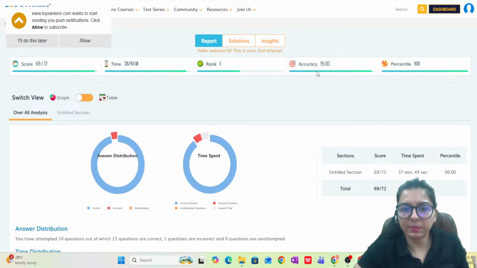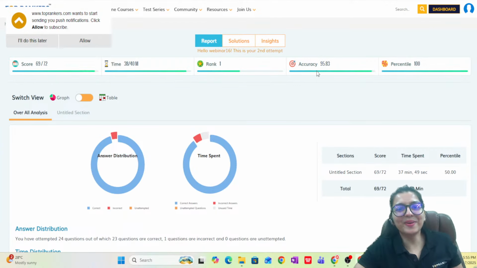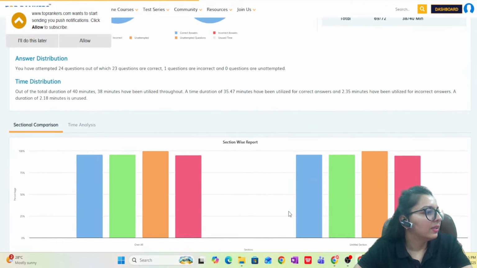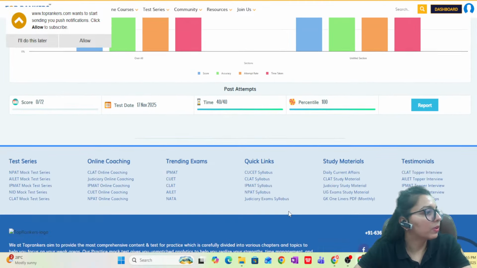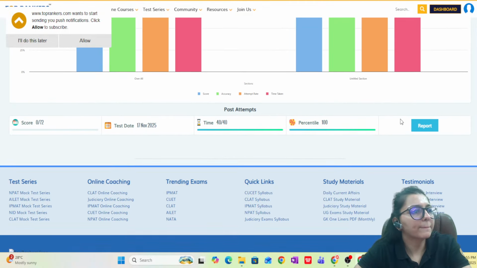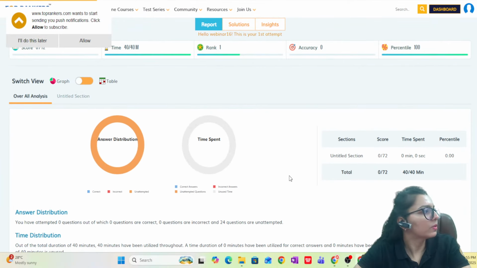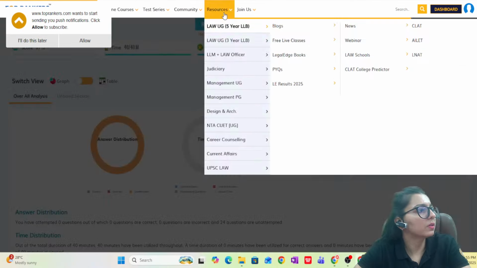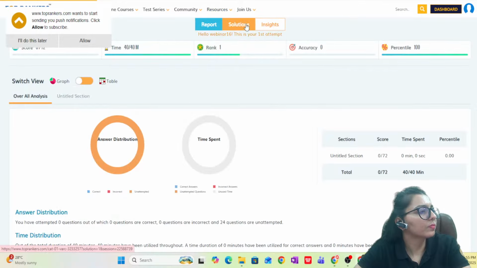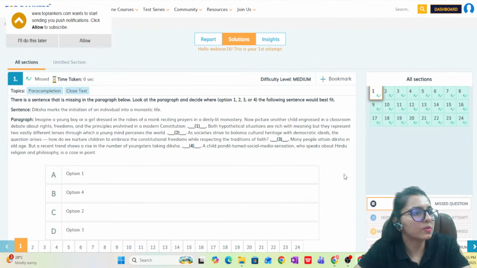Obviously, if I'm the only person giving this, I will have a rank 1. So that's pretty funny. But ठीक है, एक बार देखते हैं अभी कि हमारा मॉक रिपोर्ट देख लेते हैं. रिपोर्ट एक बार देख लेते हैं, because I would want to go to the solutions.